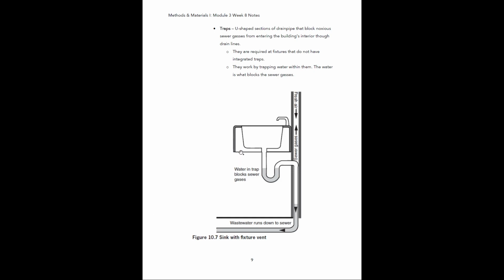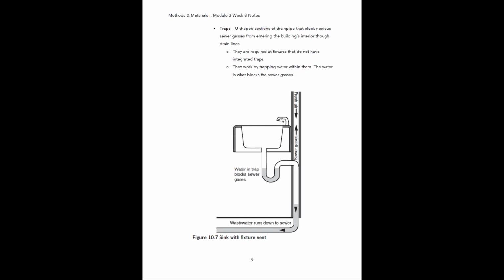All right, so if you take a look at this diagram that I pulled from the textbook, when I refer to a trap, I'm talking about this section of tubing right here, this little U-shaped portion that has this gray section highlighted within it. So this gray part right here is actually water.